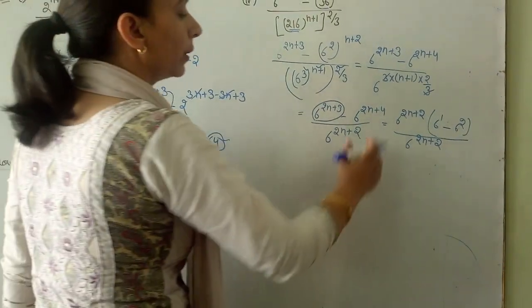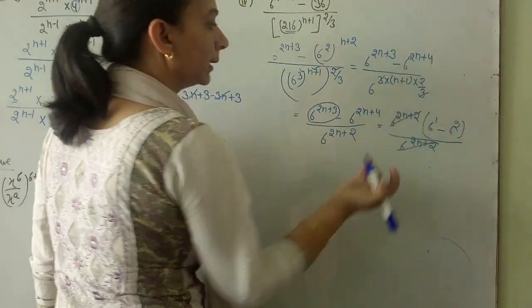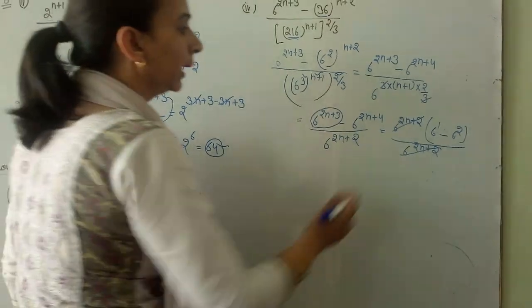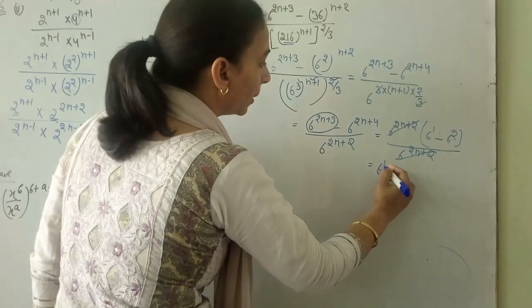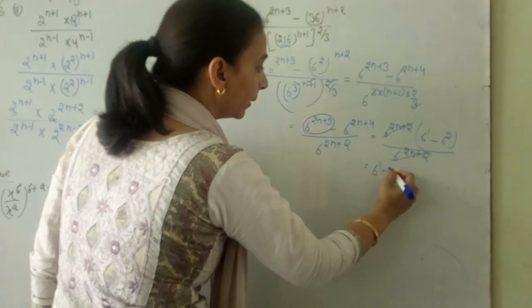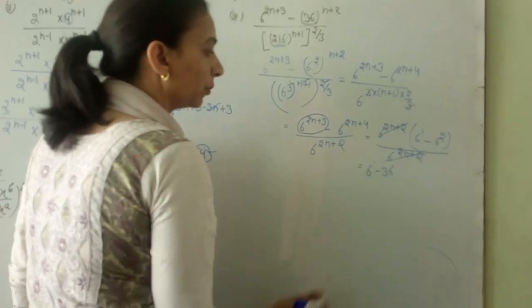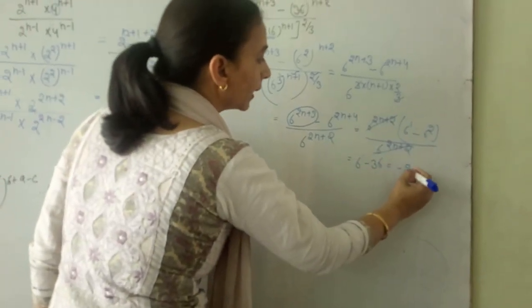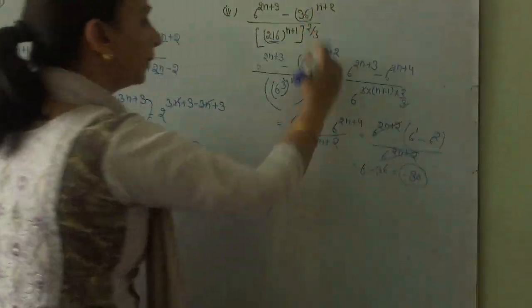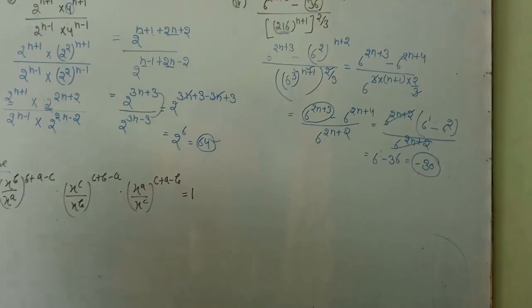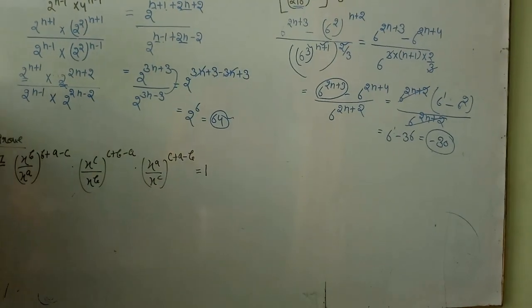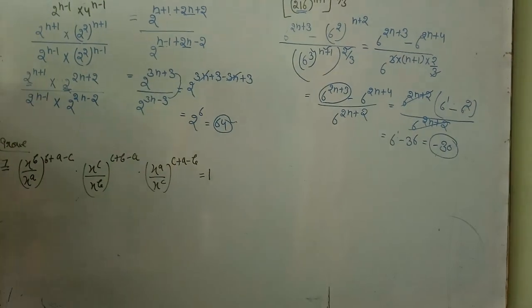Clear? According to quotient law, this cancels out. 6 raised to the power 0 and 1, then this equals 6 raised to the power 1 and 6 raised to the power 2, 36, and this equals 6 and complete, minus 30. We simplified and our answer is minus 30. Clear? Then question number 7.